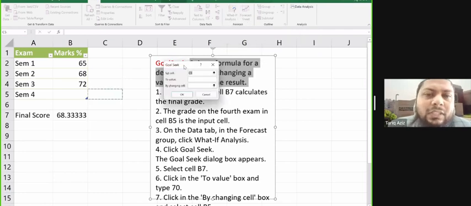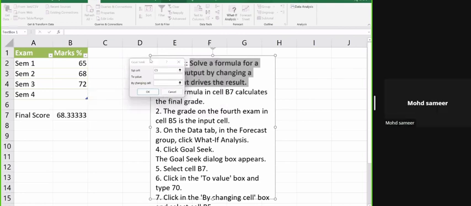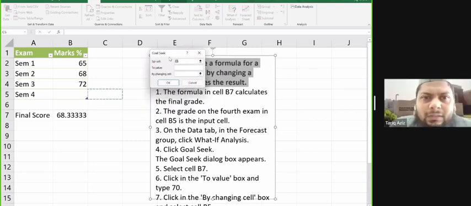Once I click on that option, a small box has opened. Three options are coming in this small box. The first option is set cell, where we have to select the output or the result. Our output is in B7, so I have selected this B7.